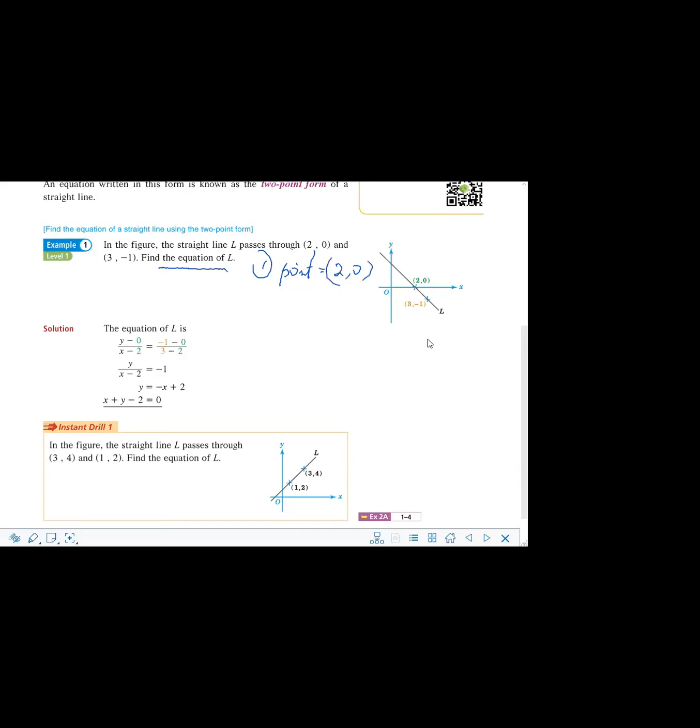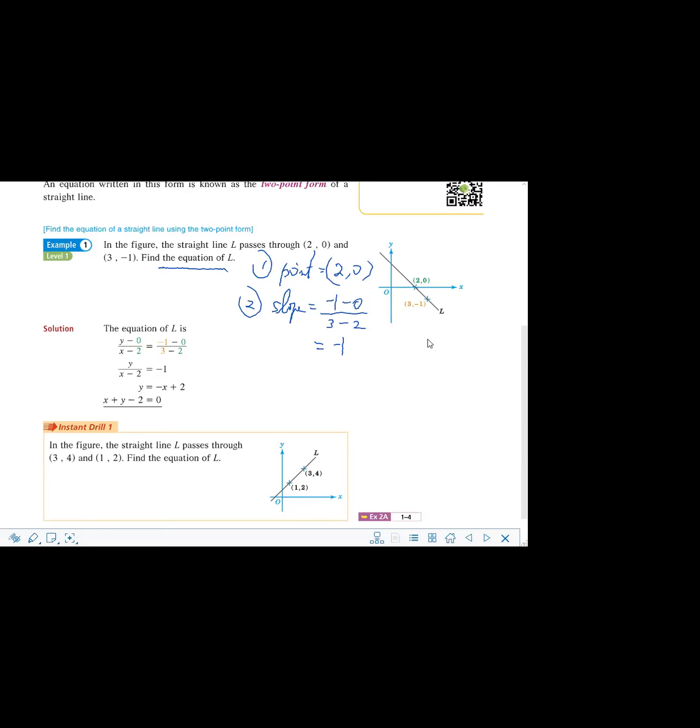I will choose (2, 0) to be the point. And then step 2 is to find the slope of the straight line L. The slope is not given directly, but we are given the coordinates of 2 points. So we can use the slope formula to find the slope: y2 minus y1 over x2 minus x1. Our y2 is -1, minus y1 which is 0, and then x2 is 3, minus x1 which is 2, and it is equal to -1. So the slope is equal to -1.